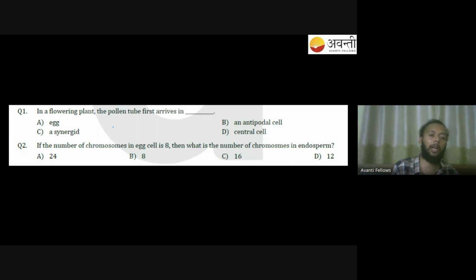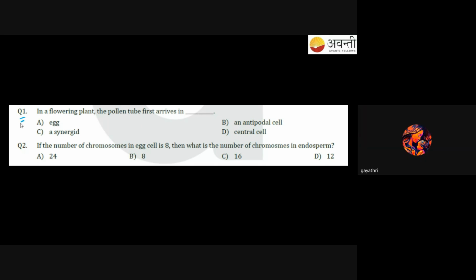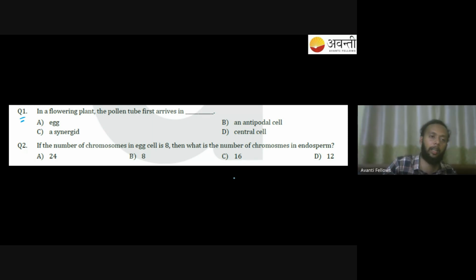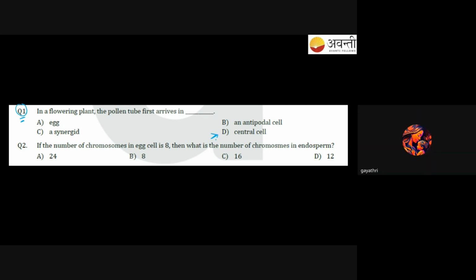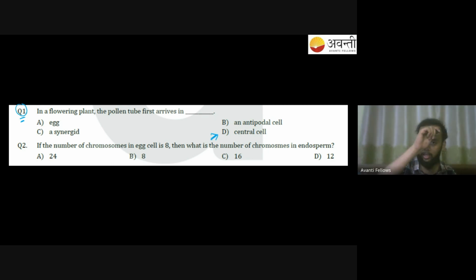In a flowering plant, the pollen tube first arrives in. हैंड रेज करो इसके लिए. In flowering plant the pollen tube arrives in. बताइए गायत्री क्या होगा इसका आंसर? सर ऑप्शन डी. अरे गायत्री, यू आर सेइंग ऑप्शन डी यहाँ पे. ओके. शिखा क्या होगा इसका आंसर? सर ऑप्शन सी. ऑप्शन सी याद रखना बेटा.